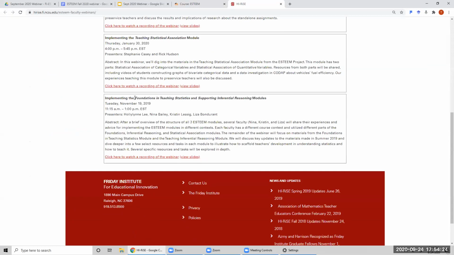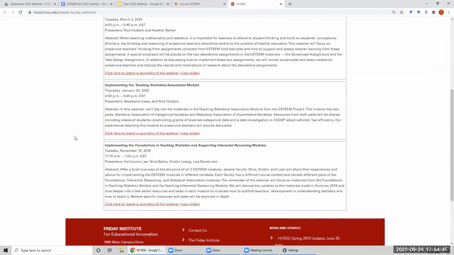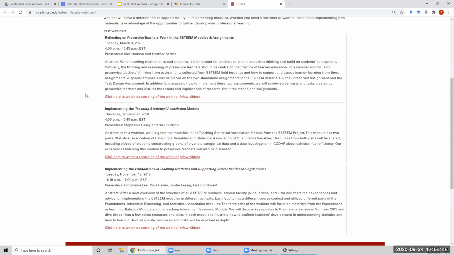And this first one was on the foundations module and the inferential reasoning module. But we also had some past implementers come and talk about how they adapted the material to their course, to a face-to-face course, to a hybrid course. So if you're interested in seeing how past implementers have adapted the material to their course, this is a good webinar to watch. These are all about an hour and a half long, hour and 45 minutes long.